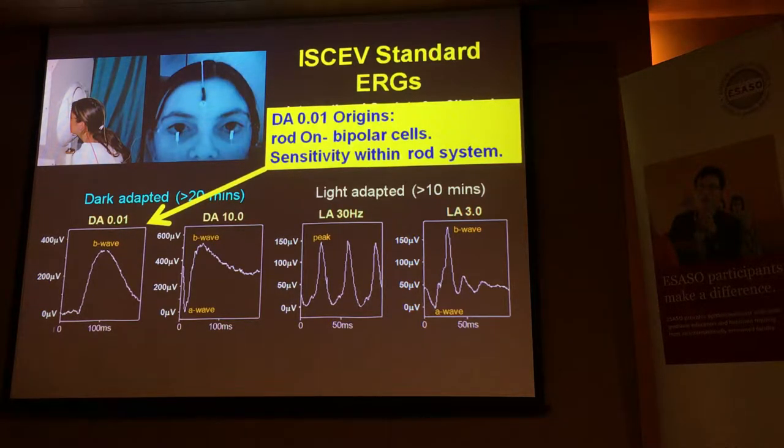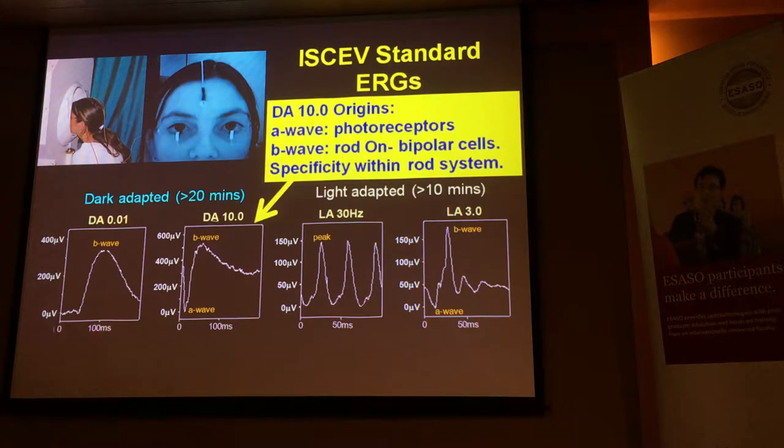So this is a dim flash. It's below the cone threshold. So you're not going to get any response from the retinal cones at all, even though it's dark adapted, they're sensitive. And this comes from the on bipolar cells in the rod system. But because it's arising at an inner retinal level, you can't use it to localize dysfunction either to the photoreceptors or to the inner retina itself. So it's sensitivity, not specificity.